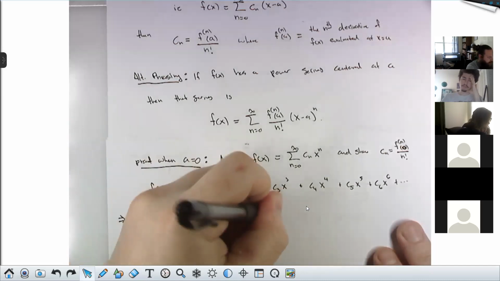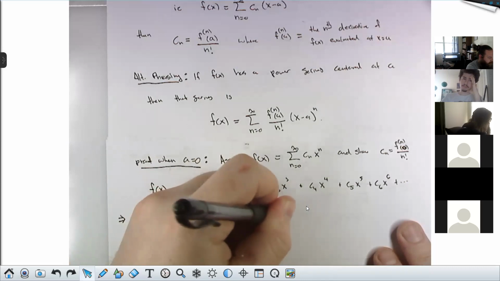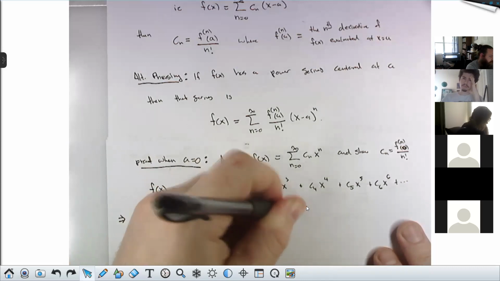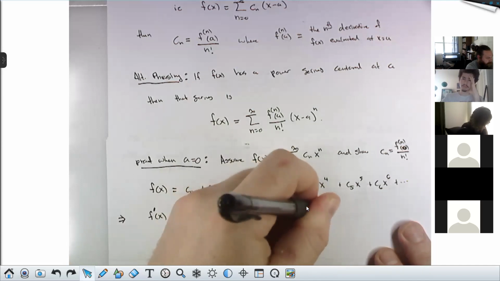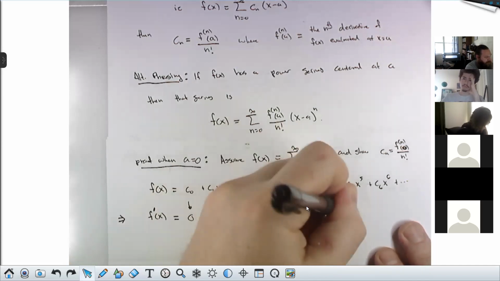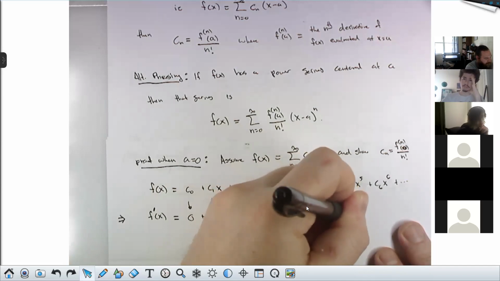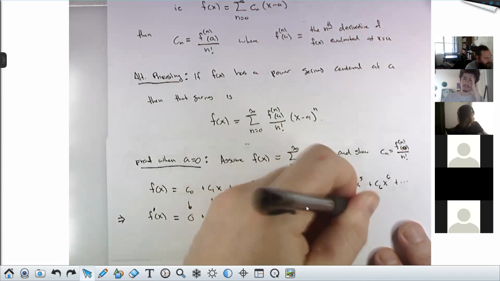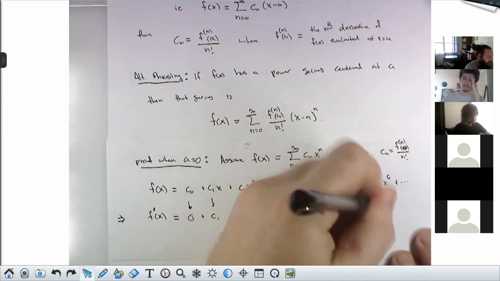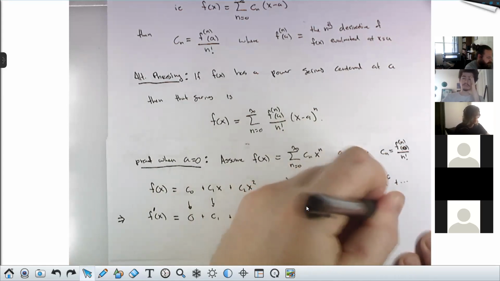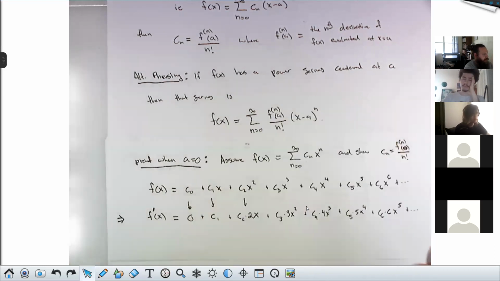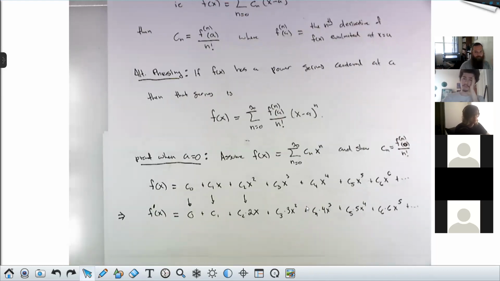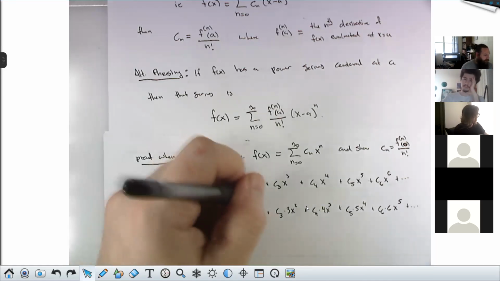And we continue like this. The derivative of C3x cubed is C3 times 3x squared. The derivative of C4x to the 4 is C4 times 4x cubed. The derivative of C5x to the 5 is C5 times 5x to the 4. The derivative of C6x to the 6 is C6 times 6x to the 5. And that pattern would go on like that. Does everybody understand the differentiation that's going on here?